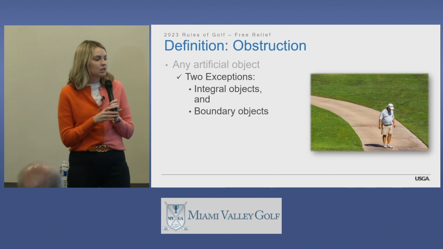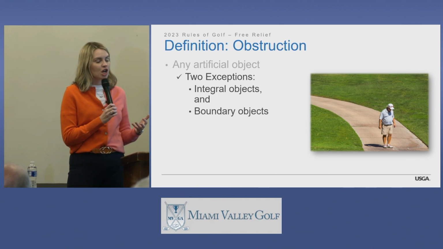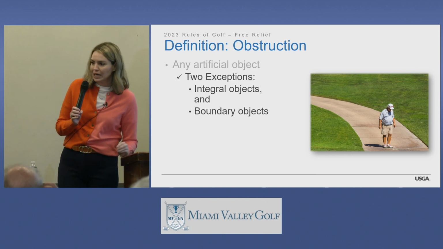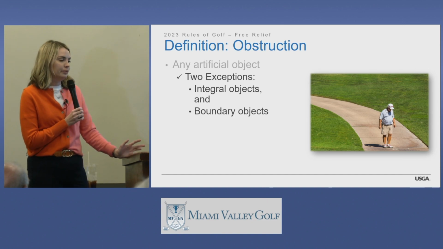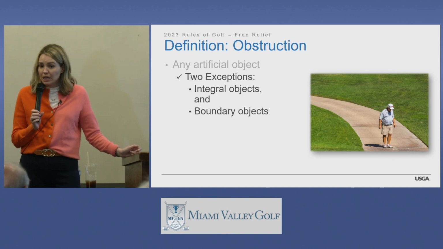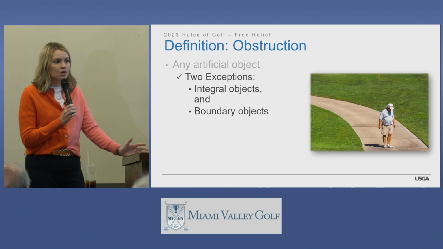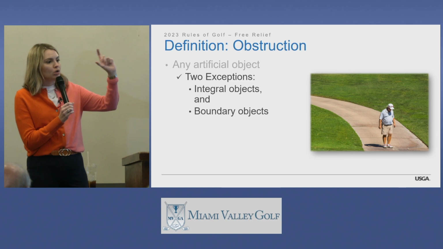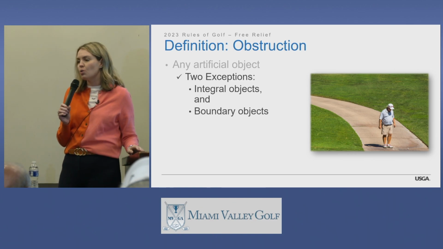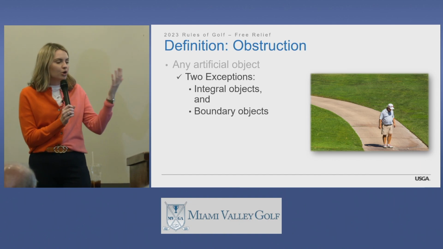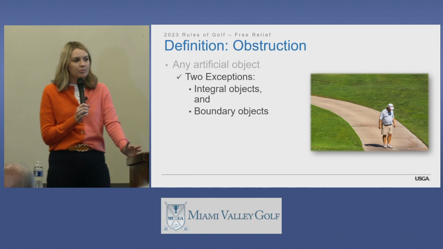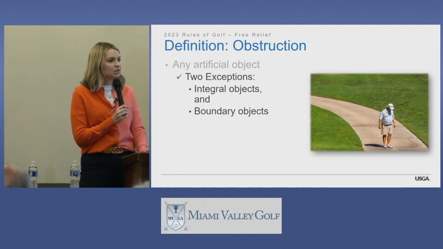Integral objects, there's going to be any artificial object that the committee decides to treat as integral. It's something that they don't want to give free relief from. Really common to treat walls inside of penalty areas as being integral. Perhaps you have some sort of small commemorative plaque on a tree that you want to treat as being integral. You don't want to give relief from that. The road hole is obviously the most famous example we have of an integral object. We don't get relief from these things.